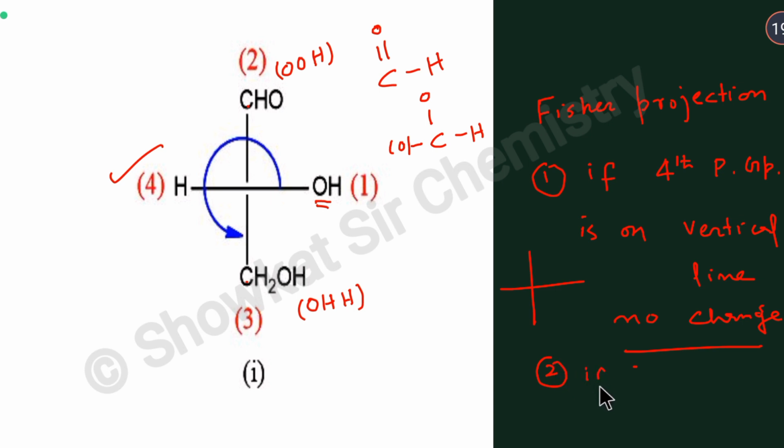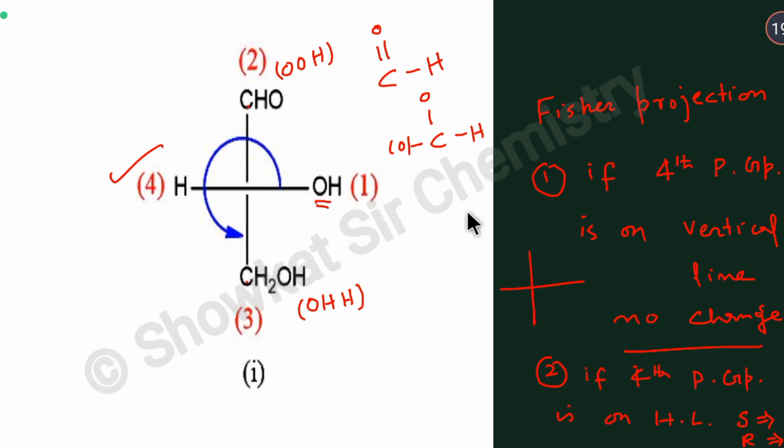So if you will remember, if the fourth priority group is on the horizontal line, then what you have to do is, if it comes out S, then it will be your R. You have to tell the opposite. If you are having R configuration, then it will be your S. This is very important. Now check out here, you can easily tell here.